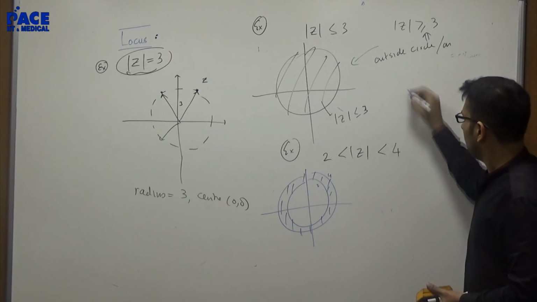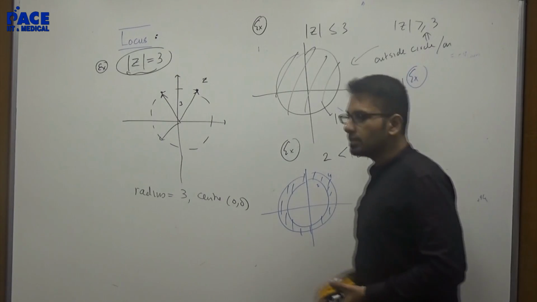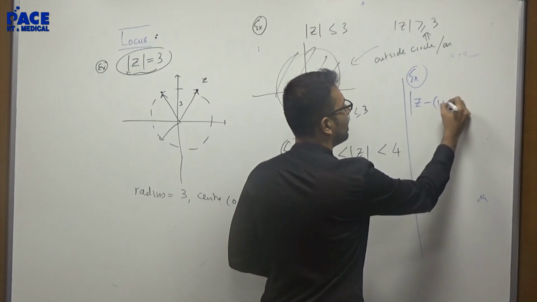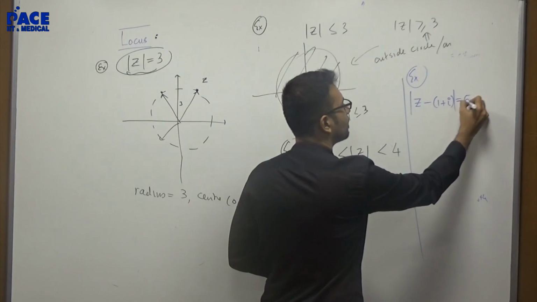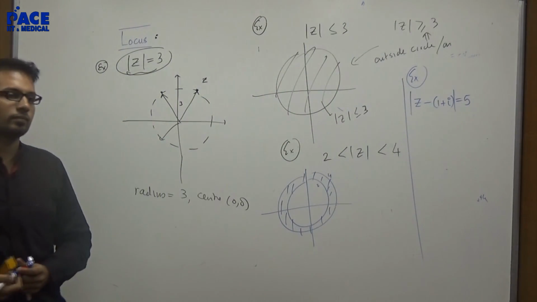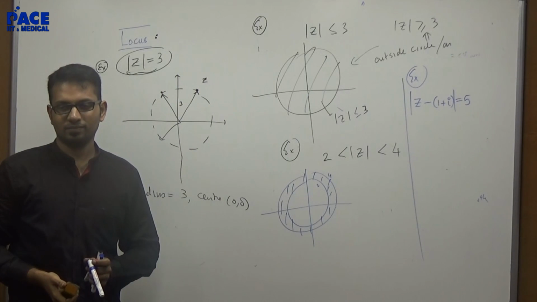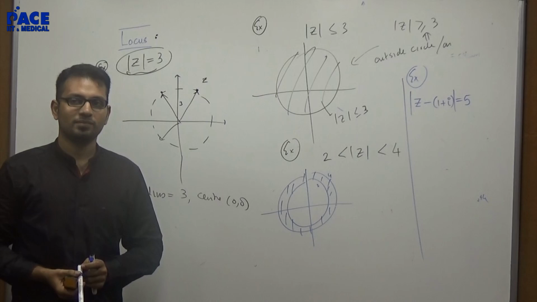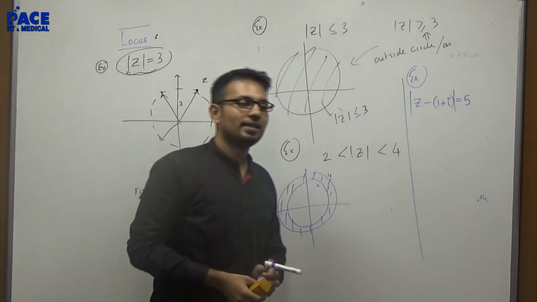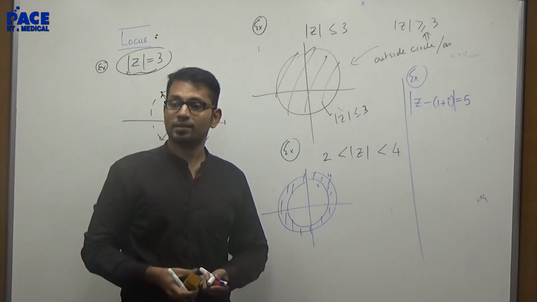Okay. One final example before I ask you to copy. Suppose I give you mod of z minus (1 plus iota) equal to 5. ये क्या represent करेगा? Center at 1 plus i. Circle with center (1, 1) and radius 5. Yeah, that is correct. Anybody else? Any ideas? Why would it be that way?